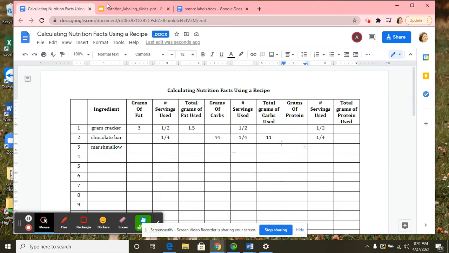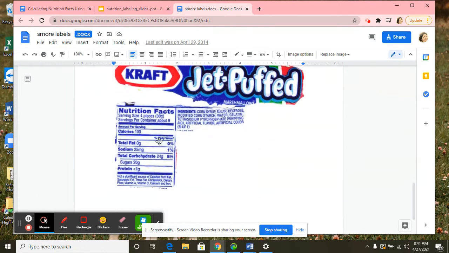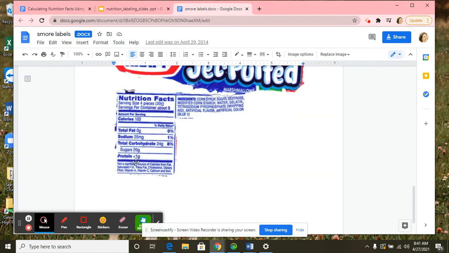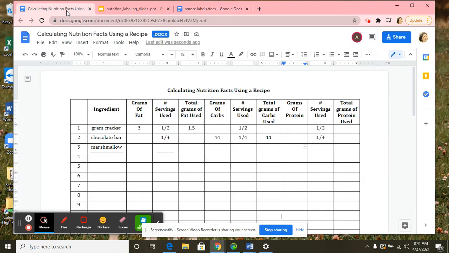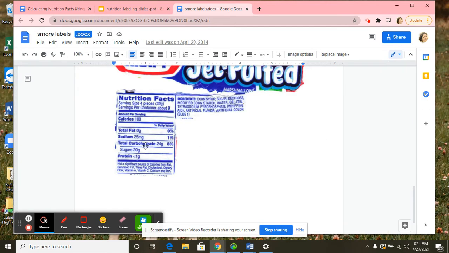You're going to do that same process for fats and proteins. We'll go to the marshmallow to look at protein. So here's the label for marshmallow. It says less than 1 gram. So we're just going to call that 0 because it's less than 1. So it's not really a number we have to worry about. I'm going to use 2 marshmallows for my s'more because I like a lot of marshmallow. Maybe you want to use 1. I don't know. You decide that again.